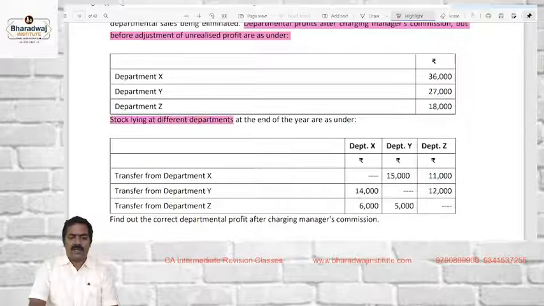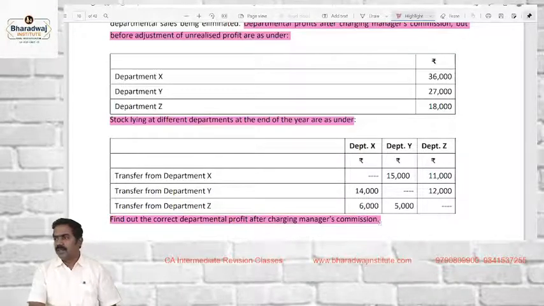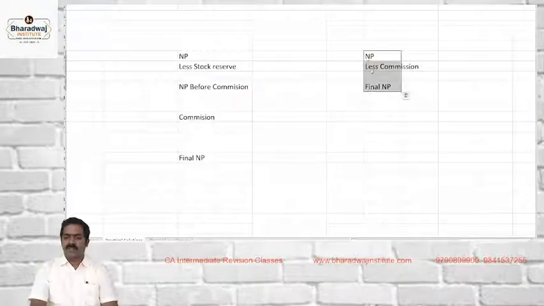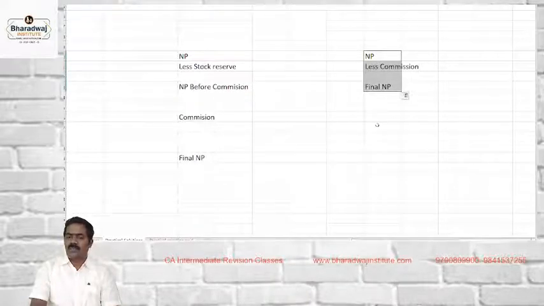Stock lying at the different departments means closing stock lying with different departments. X to Y transferred, X to Z transferred, Y to X transferred, Y to Z transferred, Z to X transferred, Z to Y transferred, like that. They ask you to rectify. So what to do? How to rectify this? What is the mistake they have done? Net profit, they directly reduced commission and got the final net profit.